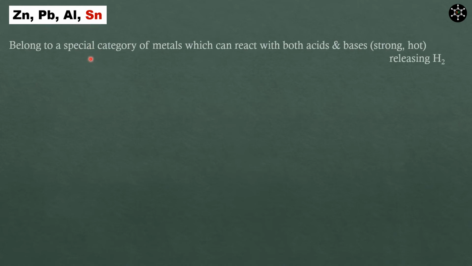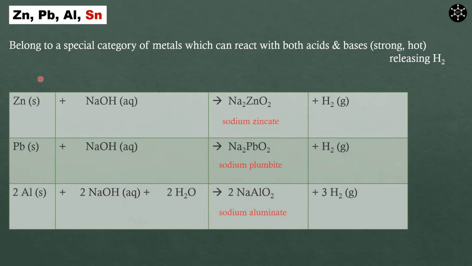We know that active metals react with concentrated acid and release hydrogen gas. Zinc, lead, aluminium and tin belong to a special category of metals which can react with both acids and bases, releasing hydrogen gas. Since tin is not there in the ICSE syllabus, we will be considering the reaction of just zinc, lead and aluminium. Zinc upon reaction with sodium hydroxide forms sodium zincate and releases hydrogen gas. Similarly, lead forms sodium plumbite and aluminium forms sodium aluminate.